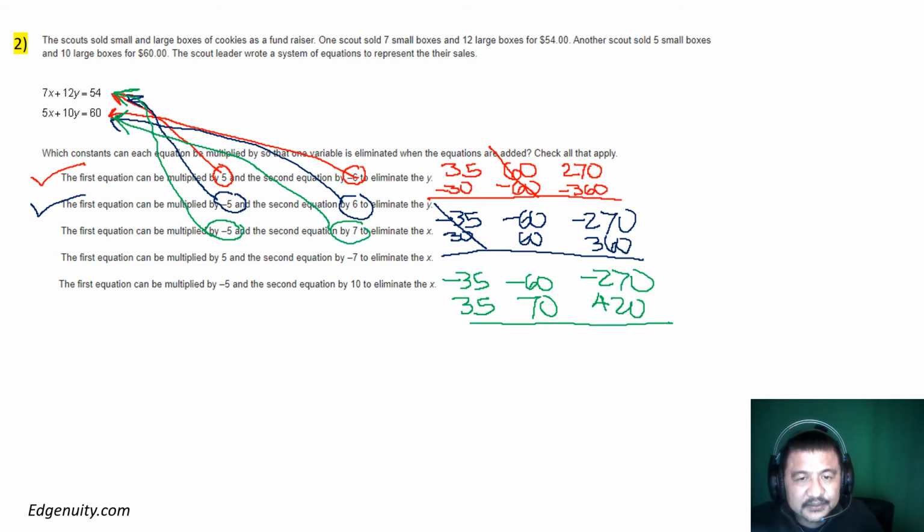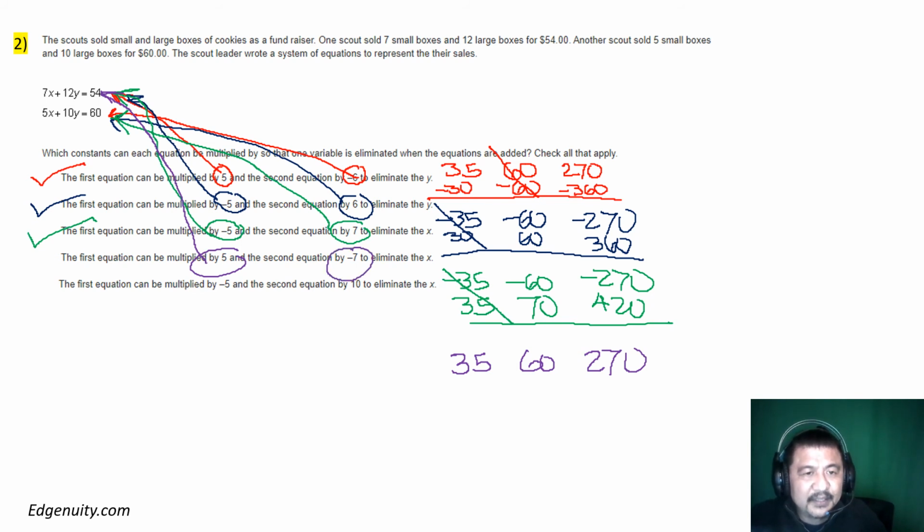Okay, look at this. You can cancel that. So good, I can use that. Let's try the next one. Let me use the purple. First one is times 5. Okay, we did that already, just like the one in red. 35, 60, 270. All right.